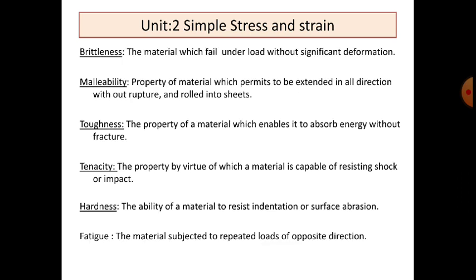Next is brittleness. A good example is glass. Whenever a force is applied over the object, and due to the deformation of that object under the load, it fails. The material or the metal fails. Such a metal or body is called a brittle body, which is brittleness. You can say cast iron is also a brittle object, for example.